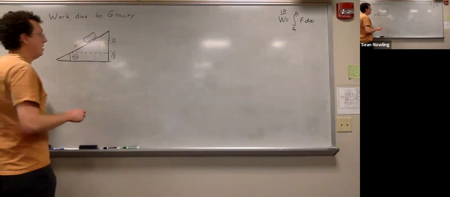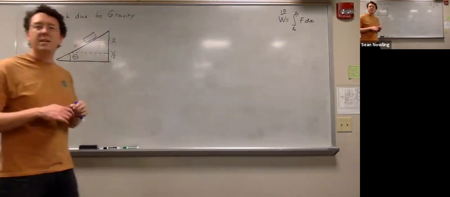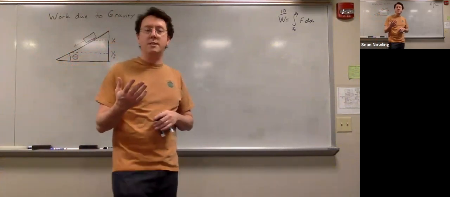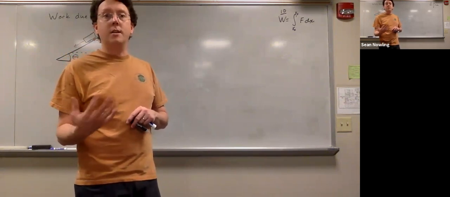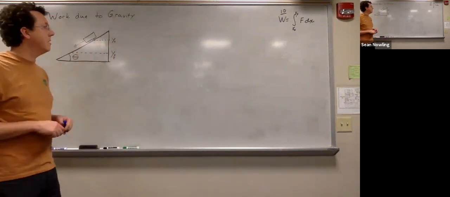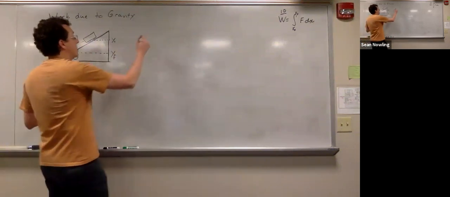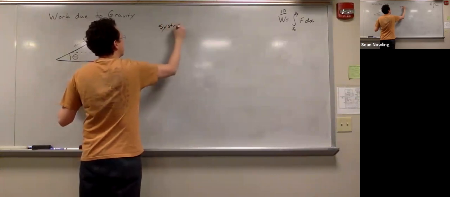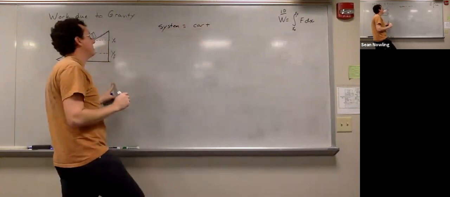I can go ahead and give you some numbers. I tell you what, I'll give you some numbers at the end. Let's work it out symbolically, because the form that I want you to arrive at for the work due to gravity is symbolic in character. I want you to remember the form of it, and then we can give numbers if you want. It doesn't really matter at that point. All right, so the system equals the cart.